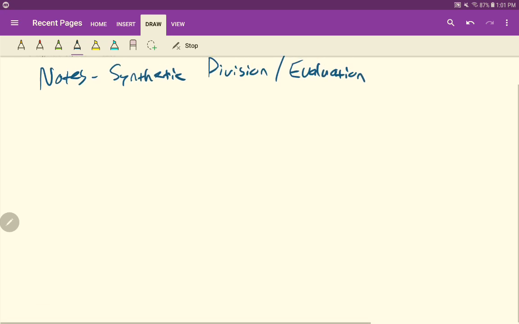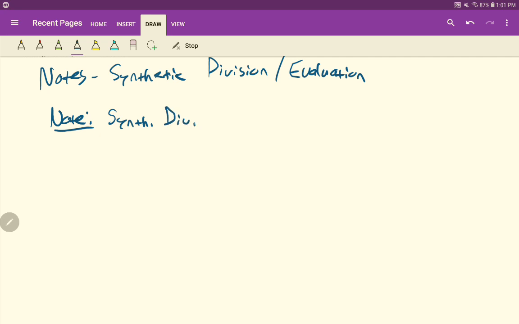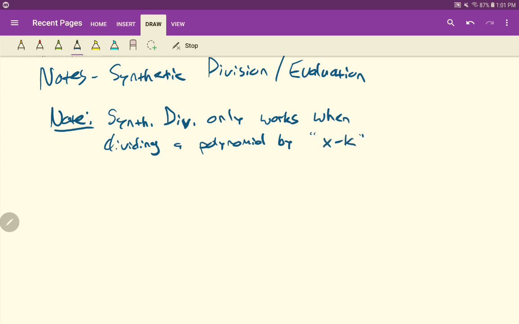First thing to note here, we can only do synthetic division when dividing a polynomial by x minus k. Whatever we're dividing by has to be in that form, x minus k. Let's see an example here.